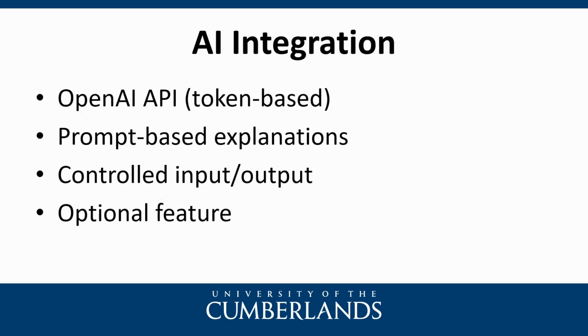In this project, artificial intelligence is integrated using the OpenAI API, which allows the system to communicate with a language model like ChatGPT. The system sends structured information, such as detected issues and code context, to the model using a secure API token. A key decision was to control the interaction carefully. The AI does not analyze raw code independently, but instead receives processed and validated data from the static analysis tools. This ensures that explanations are based on real, verified issues.